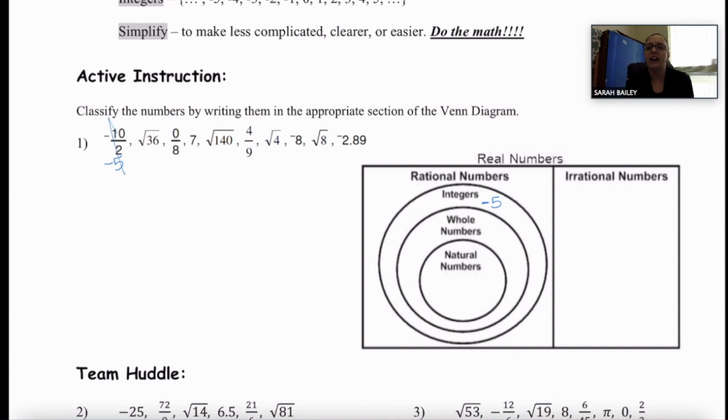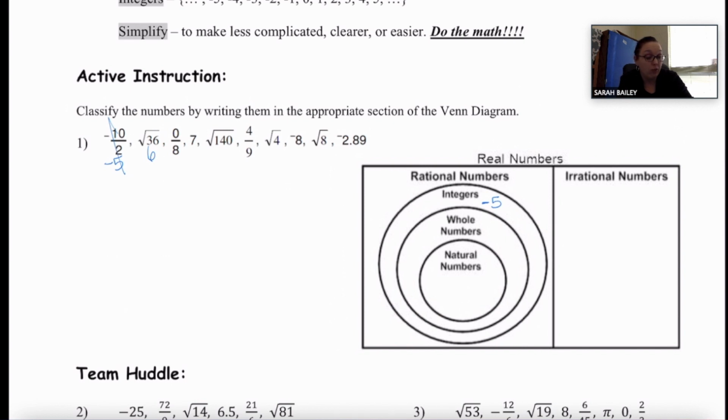The next one I have to classify is the square root of 36. Well, 36 we know is a perfect square, so the square root of 36 is 6. And unless you see the negative outside that radical sign, we're just going to do the positive root here. So the positive square root of 36 is 6.